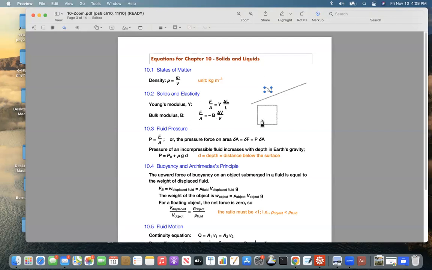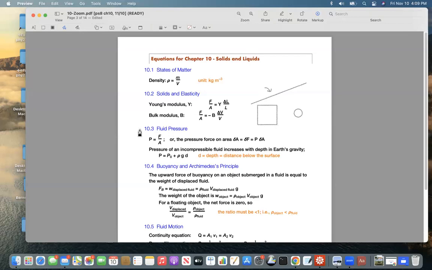So there's a value of B for a large box, or large cube, I should say, or for a small sphere, for any size and shape. This equation relates the change in volume and the force with a constant of proportionality, B, which is a constant for that material.